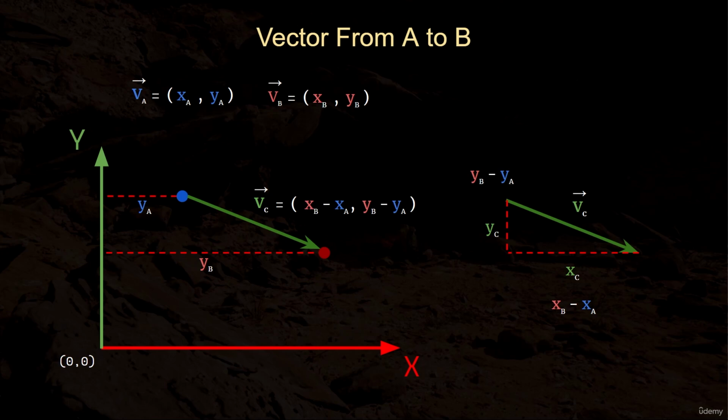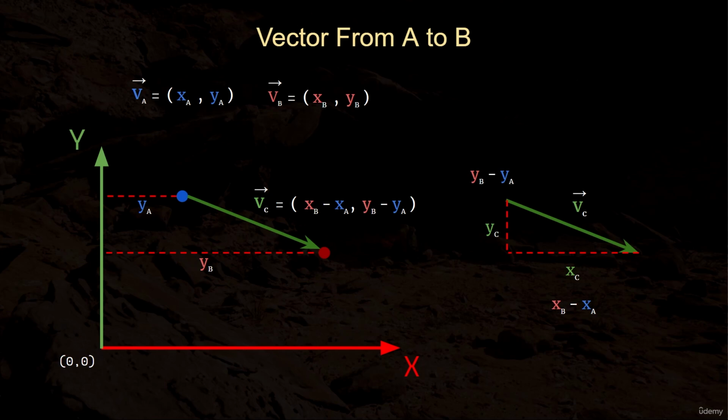VC is the difference in the values between A and B. This is component-wise subtraction, right? That's vector subtraction. And a good way to think about it is the vector from A to B is always the destination minus the starting point. So if you're going from A to B, B is the destination. So it's always going to be B first minus A.